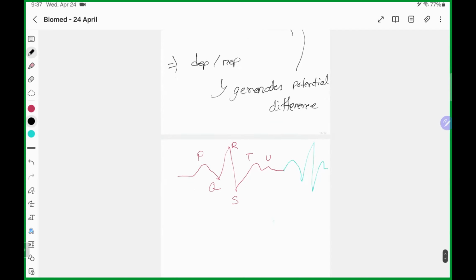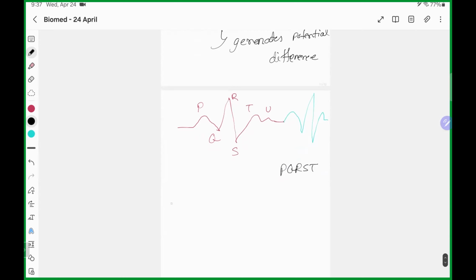So this is PQRST. Usually, these are the 5 peaks. So these are the 5 points that are utilized to measure an ECG wave. So the process starts at P. Why? Because you have the depolarization of the atrium. That's where the process starts.